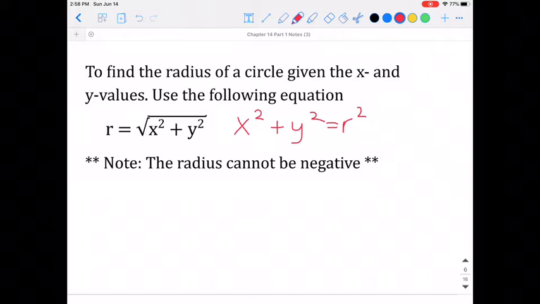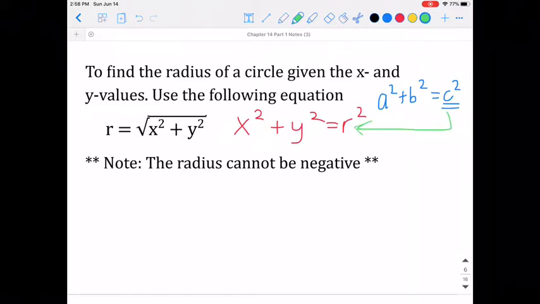And notice this equation lines up very similarly to the Pythagorean theorem, which is a squared plus b squared equals c squared. And c squared in our equation represents the hypotenuse. In our circle, the hypotenuse is really the radius of our circle. And note, this is very important. The radius can never be negative. You can never have a negative radius for a circle. And you'll notice this equation here is our distance formula, really, so you'll never have a negative distance.